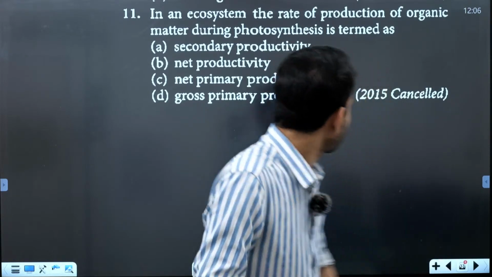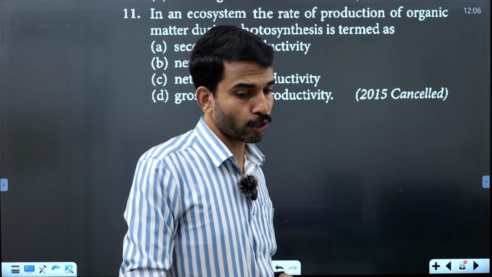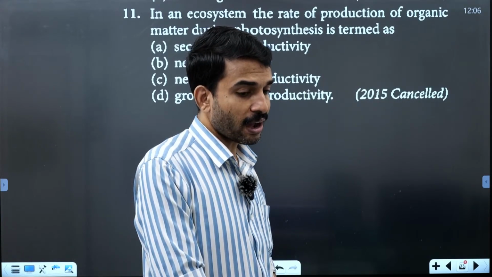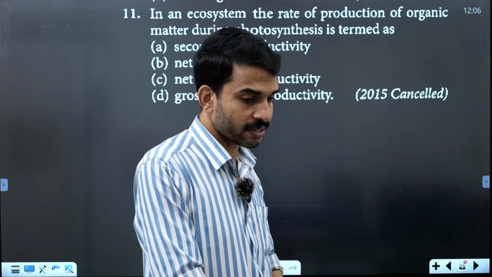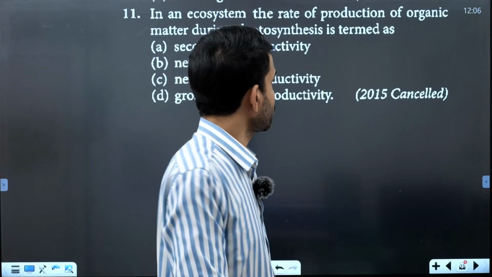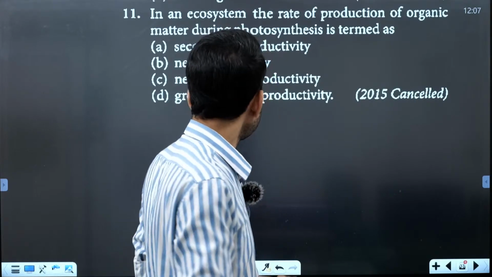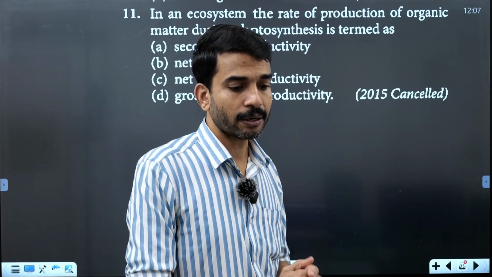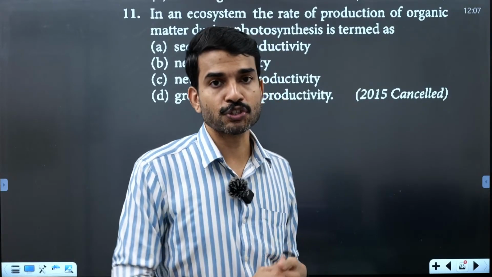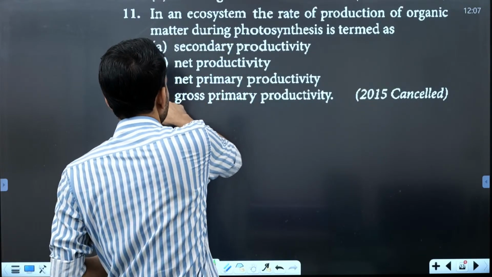Okay, Vismaya, your guesswork is okay, I believe. Others also can guess. The total amount of organic matter or the total amount of energy, total amount. Out of that, R fraction will be utilized by plants itself, we heard several times. So in an ecosystem, the rate of production of organic matter during photosynthesis is termed as... our answer is supposed to be D. That is gross primary productivity, the total amount of organic matter or energy produced by plants during photosynthesis. Out of that, R fraction will be utilized by plants, we heard. The rest is what we call NPP, net primary productivity. So we'll go with the D option, gross primary productivity here.